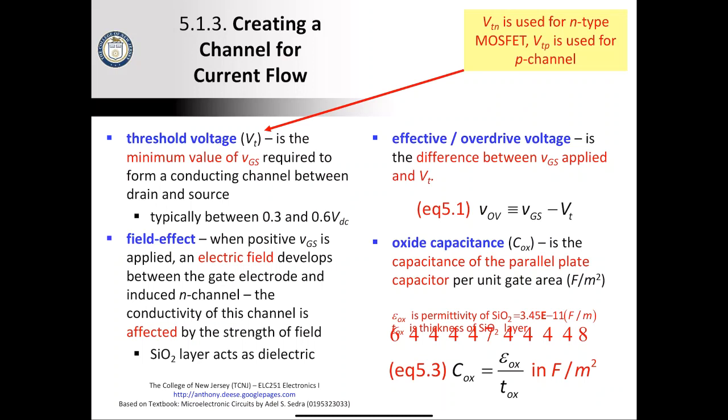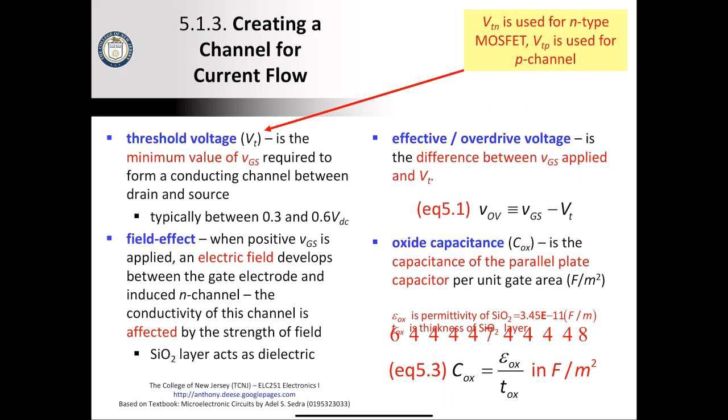Field effect. So in the name, it's called the Metal-Oxide-Semiconductor field effect transistor. What does field effect stand for? Touched upon this a little bit, but just to reiterate, when a positive value of VGS is applied, now remember this is for this specific type of enhancement type MOSFET. So it could be negative, but we're not going to get into that yet. So in this case, when a positive value of VGS is applied, an electric field develops in between the gate electrode and the induced N channel. The conductivity of this channel is affected by the strength of the field. The stronger the electric field is, the lower the resistance, or the higher the conductance will be between the drain and the source terminals. And so the SiO2 layer acts as the dielectric, a lot like how a capacitor works, and allows us to generate this electric field.